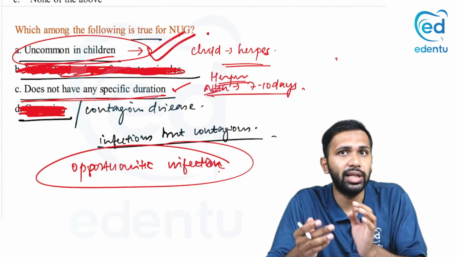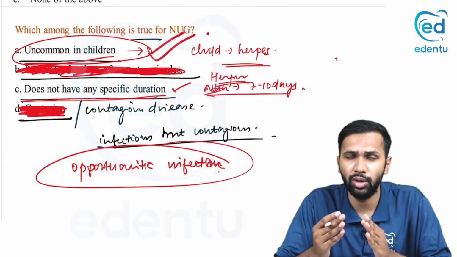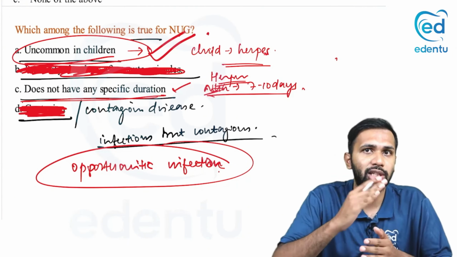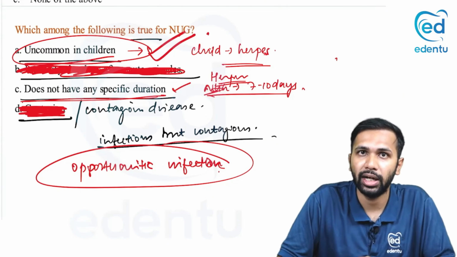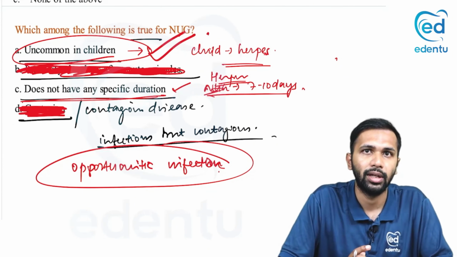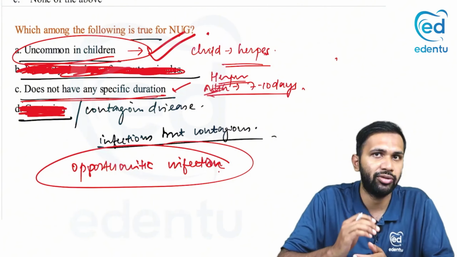Please understand how an MCQ works, how to solve an MCQ. You have to choose the best possible answer. And option A is any day better than option C. It is rarely occurring in children. That is a characteristic feature of NUG.